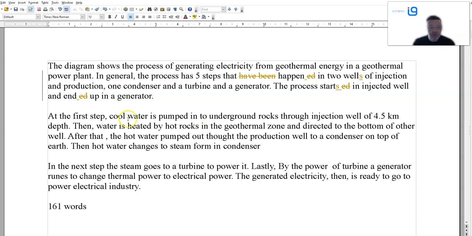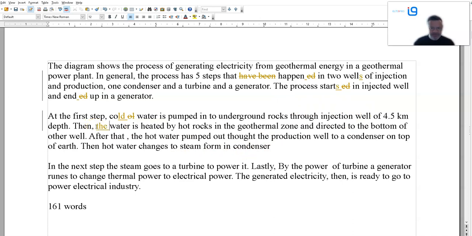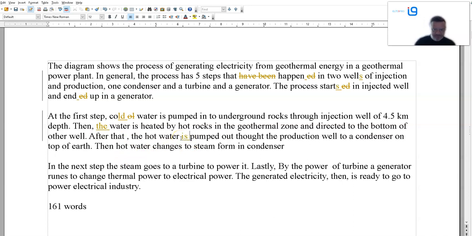At first step, cool. I thought it was cold. Well, yeah, it's not simply cool, it's cold. Cold water pumped, underground rocks, rejection well, that kind of depth. Then the water heated by hot rocks directed to the bottom of the well. After that, the hot water is pumped out through production water to a condenser on top of Earth. On top of Earth, you mean on the surface?